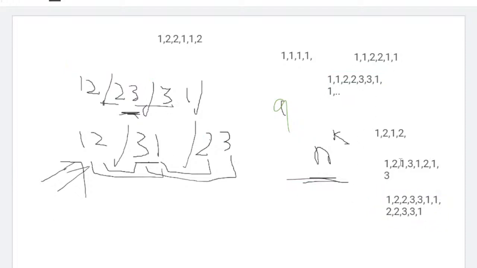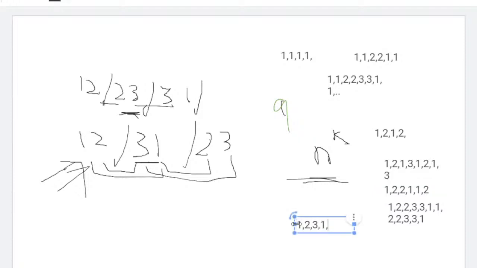So we did the 1 2 case, we did the 1 3 case, we did the 2 1 case, we did the 2 3 case. Now we need to do the 3 1 case and the 3 2 case, right? So if you start with 1 2 3 1, then you go something like... what do you do? 1 2 3 1. Uh, 1 2 3. Can you do this?